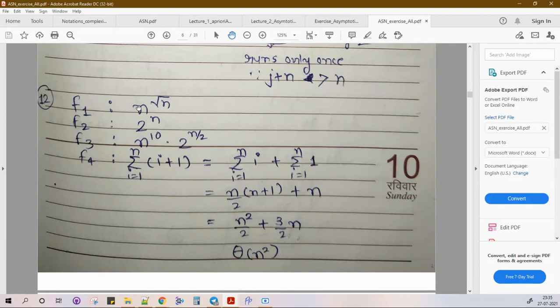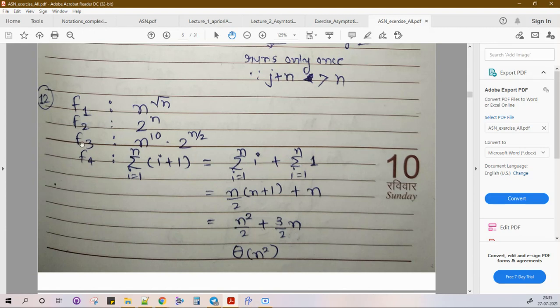Okay. So I have some functions: n to the power root n, 2 to the power n, and the third function is n to the power 10, 2 to the power n by 2. So everything is looking like exponential. The last function is given in this form, sigma i from 1 to n of i plus 1. So we can convert it into this form, n square by 2 plus 3 by 2 n, like this, right? Correct. So this is order of n square or theta of n square, right?